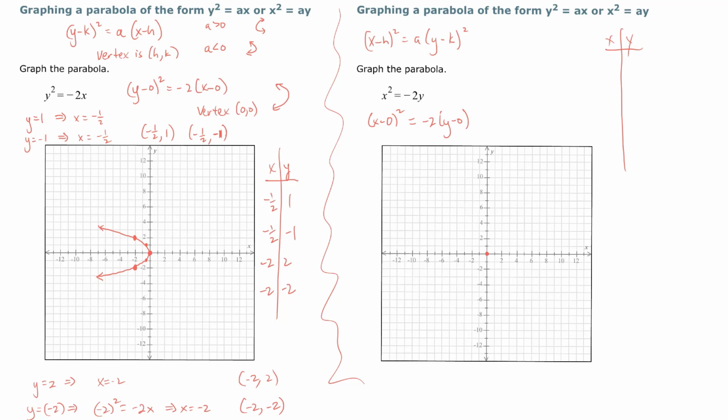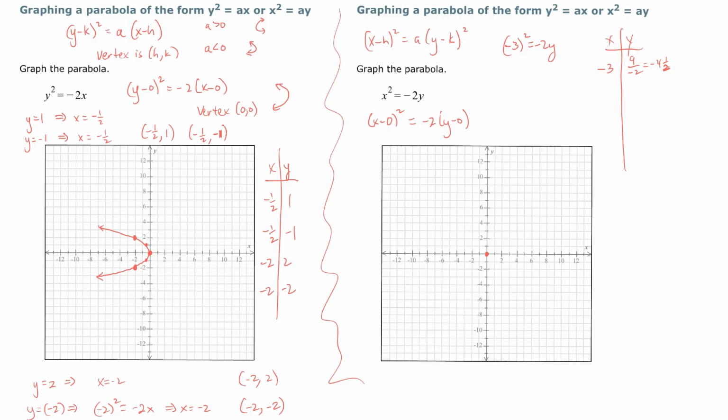but this is not going to open left or right. Do any of you know which way this is going to open? You can always pick ordered pairs here. Why don't we pick x to be negative 3? So if you pick x to be negative 3, we get negative 3 squared is equal to negative 2y. So y is equal to what? 9 over negative 2, which is negative 4 1/2.